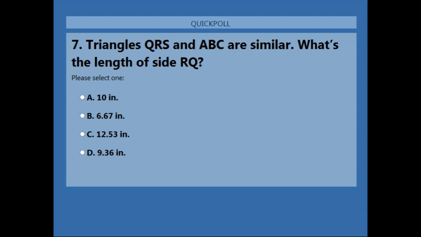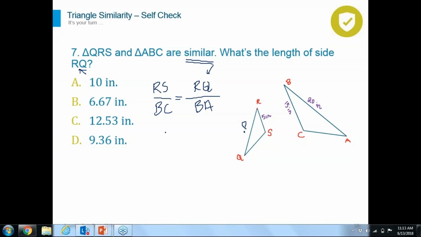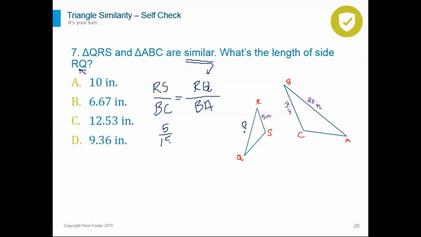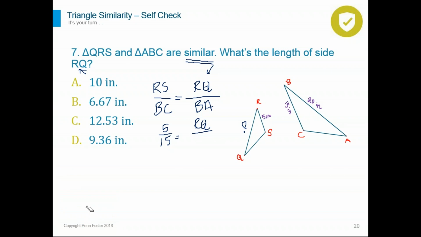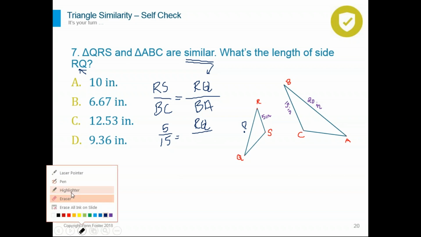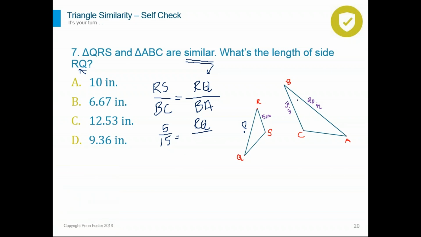Okay, let's do the problem together. So fill in the blanks. We have 5 over 15 equals RQ, which is the unknown, over BA. So BA is actually known. So that would be the BA, which is 20.